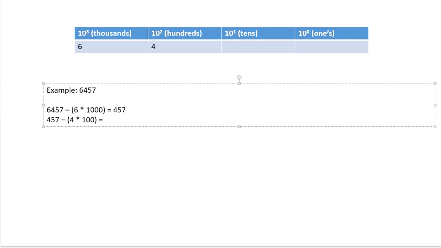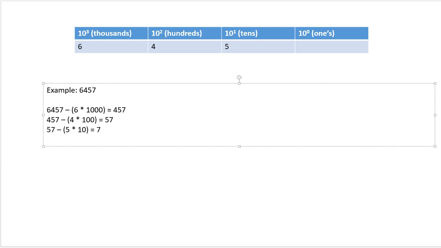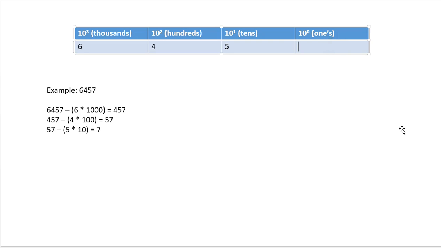And that will leave us with the number 57. Then we go, how many tens? We know 5 of them go into it. So 57 minus 5 times 10 leaves us 7. And then obviously we know 7 ones go into that. So we ended up with the number 6, 4, 5, 7. All right, and that is the example we got.